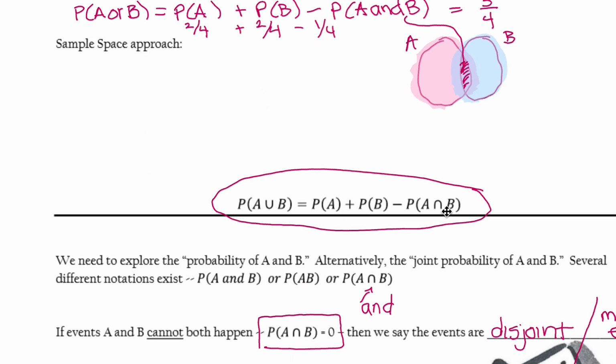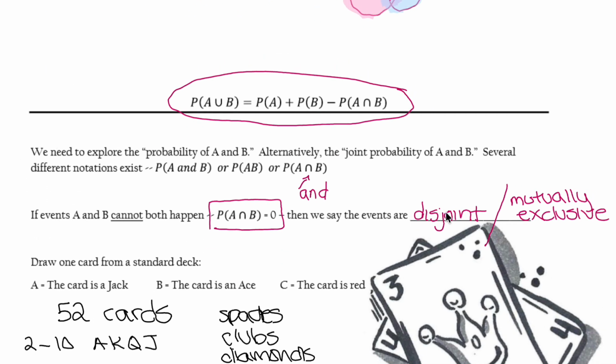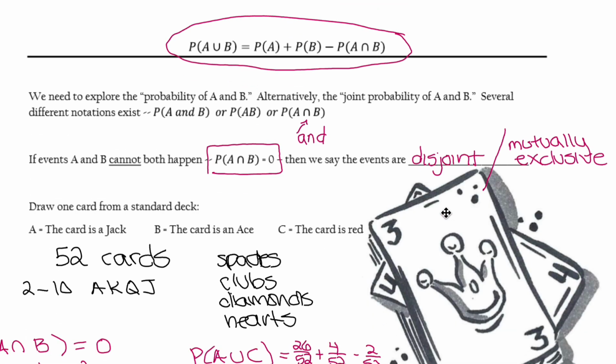We need to explore the probability of A and B, alternatively, the joint probability of A and B. Several different notations exist: probability of getting A and B, or probability of AB, or probability of A ∩ B. Just as I said before, this n-shaped notation means "and". If events A and B cannot both happen, then the probability of A and B is 0. Then we say that events are disjoint or mutually exclusive, meaning they cannot exist together.